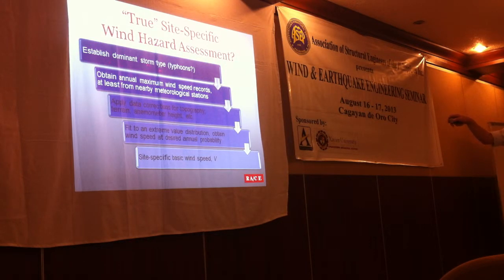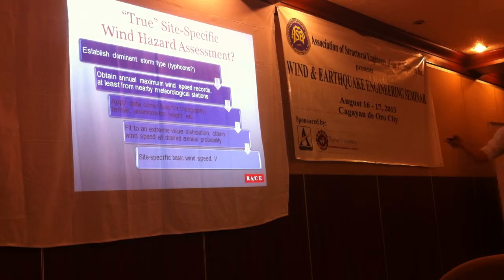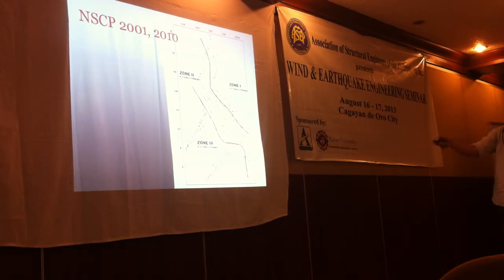First, we establish the storm type. So typhoons ba lahat? Kasi let's say we have thunderstorms din. So it's another type of storm. It also has strong wind. Ayun ba yung dominant storm type? So you have to check both actually. Lalo na sa, let's say sa Mindanao. Kasi closer to the equator, mas humihina yung typhoon wind. And then yung thunderstorms medyo nag-govern.